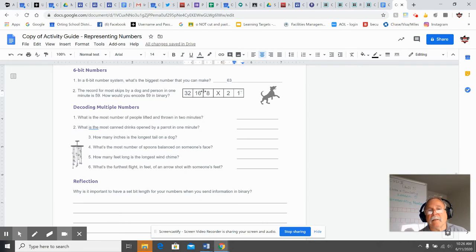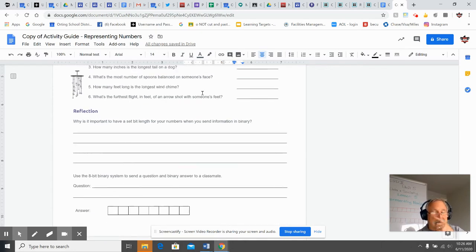If we know that we're looking for number 59 and we only have a 5-bit number, are we going to be able to do it? No, you can't do it because there's not enough code in here to come up with 59. So you have to make sure that you have enough bits to cover your number. Using the 8-bit binary system to send a question and a binary answer to a classmate. Okay, you can do that on your own.